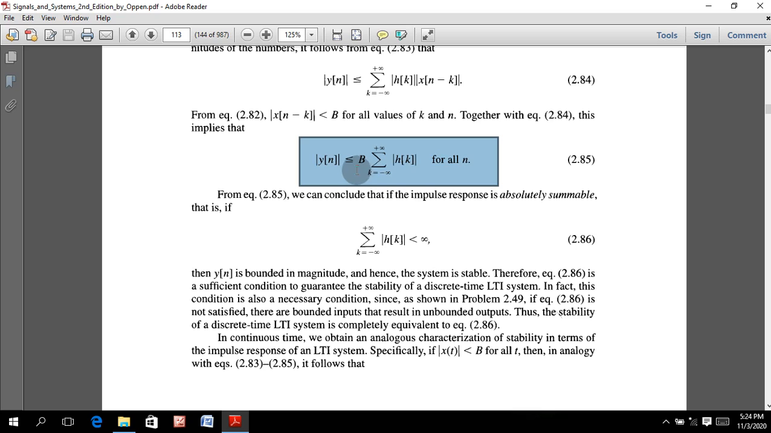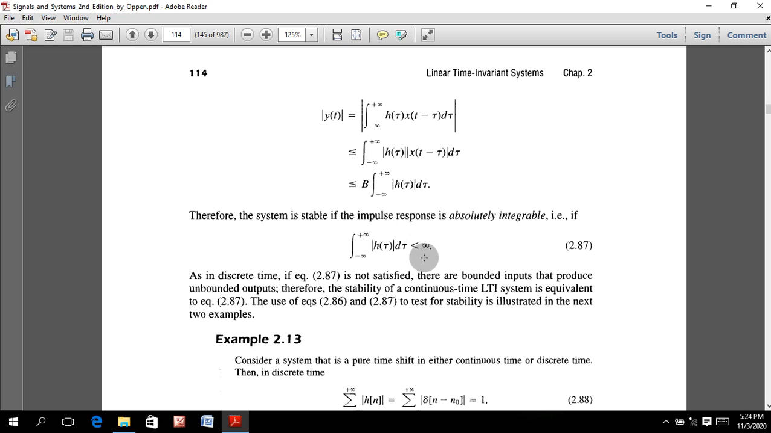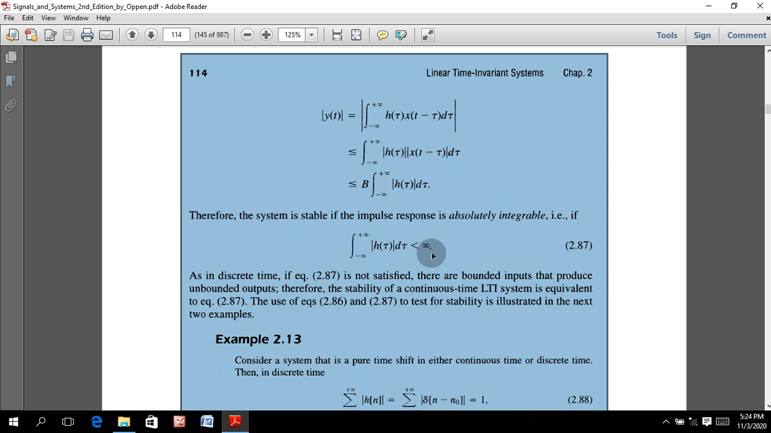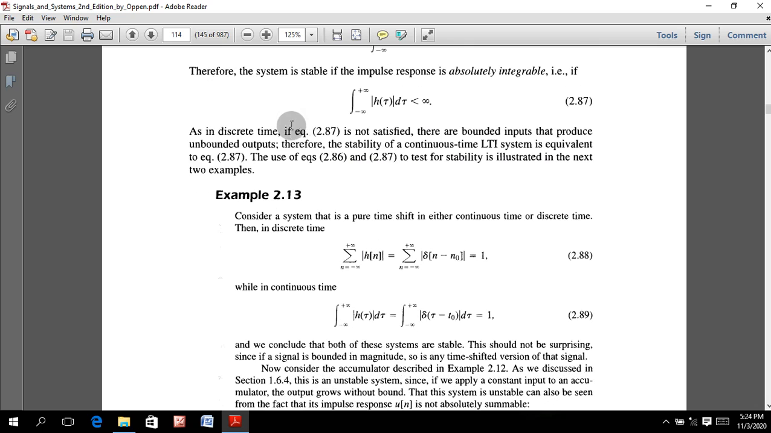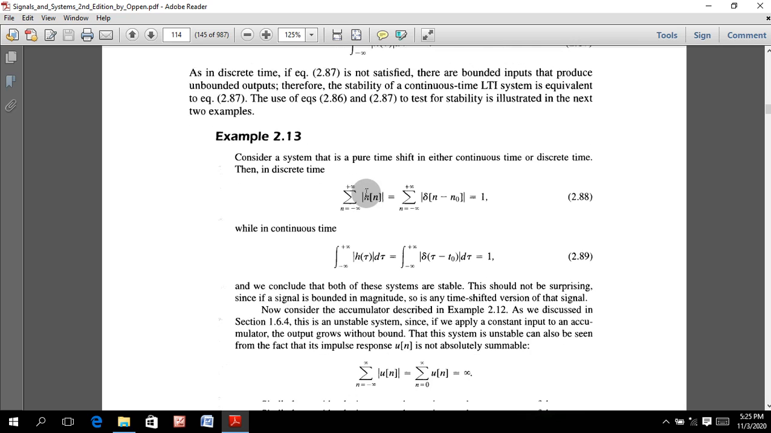The value of b is also less than infinity, and this can be written as the sum over k from minus infinity to plus infinity of mod of h of k. The same process applies in the continuous case, where we integrate from minus infinity to plus infinity the value mod h of tau d tau, and this value should be less than infinity. In this way, these conditions are sufficient to understand whether a system is causal or stable.